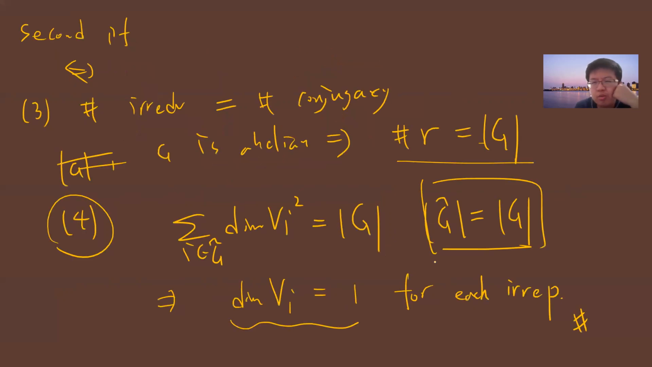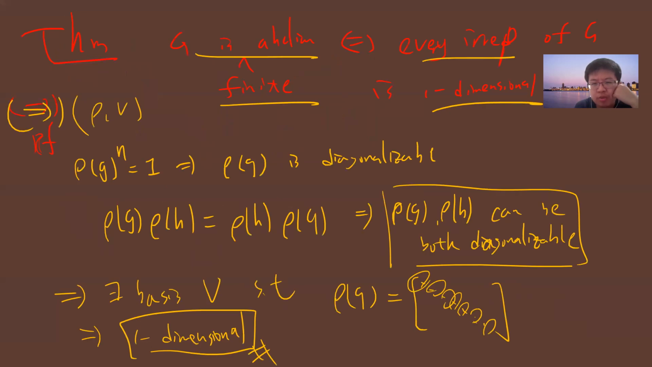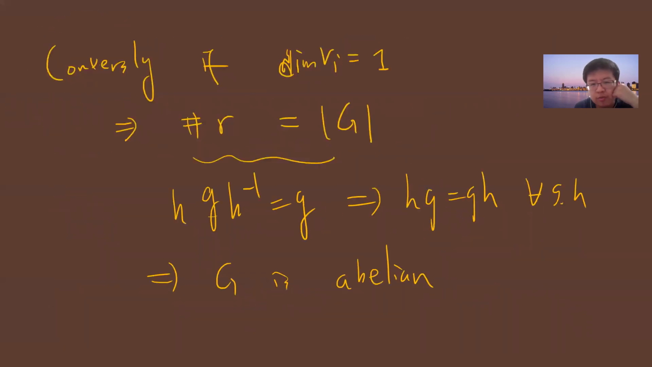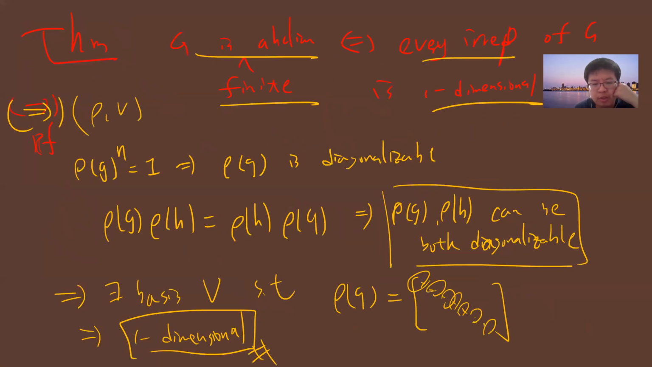Okay, so you might think that in the first proof we don't need finiteness, right? Because even if G is not finite, the problem is that you may still need this. It's not clear that if you change finite to infinite, every irreducible representation of G is one dimensional. But actually, this is true.